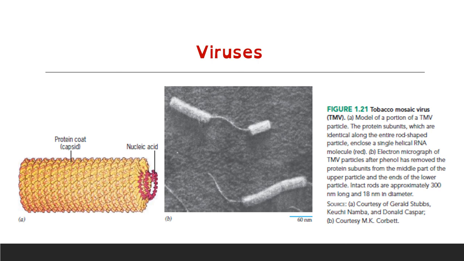So how does a virus, or how does the tobacco mosaic virus look like? This is actually an image or the model of a portion of a TMV particle, or the tobacco mosaic virus. So there are what you call the protein subunits, which are identical along the entire rod-shaped particle and enclose a single helical RNA molecule. So this is the RNA, and then the protein coat is outside. So that's how it looks like. It's in a helical orientation.